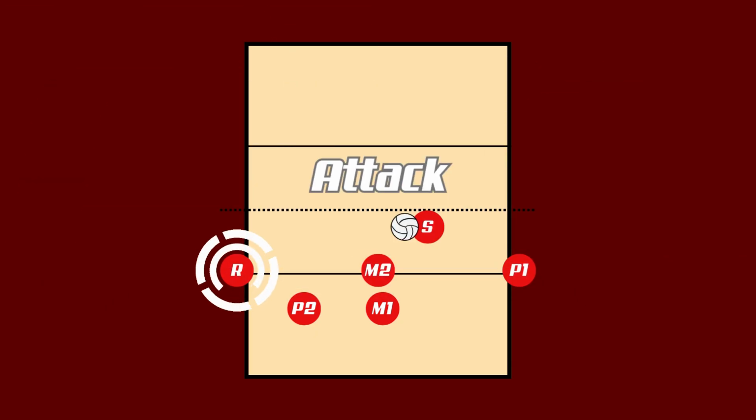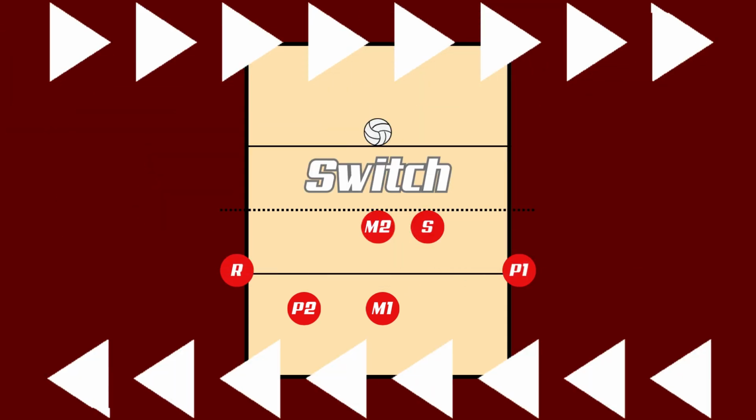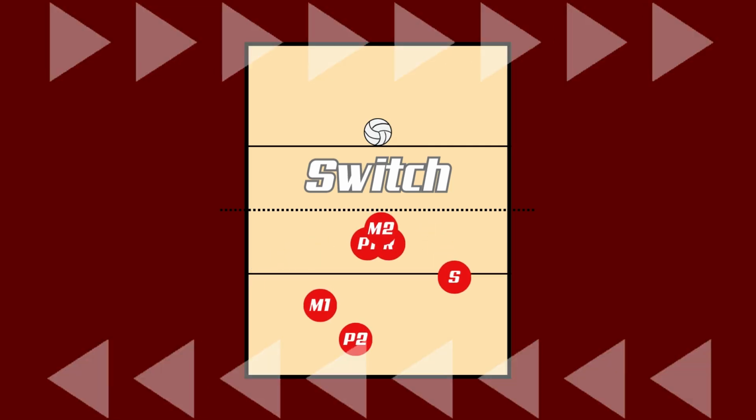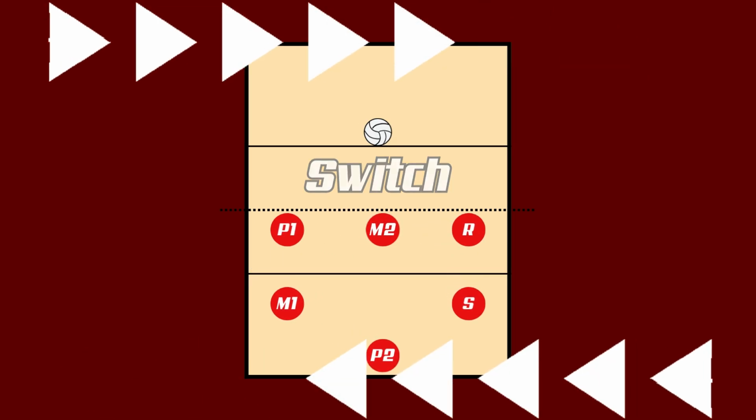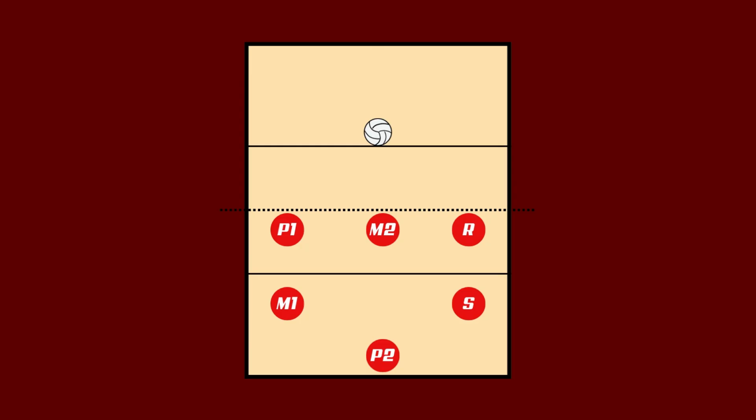As for the right side, this is the one rotation that they will have the opportunity to attack left side, while the power attacks from the opposite pin. Middle will slot into their track to hit. Once the ball goes over, switch. They will play the ball until the rally is over and a team scores a point.